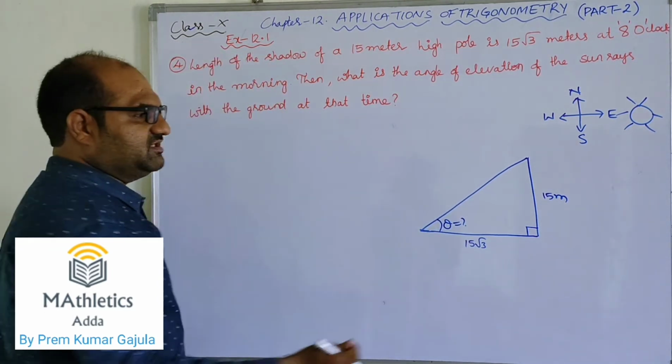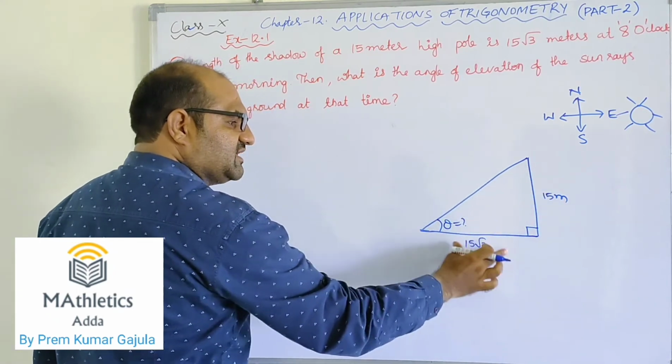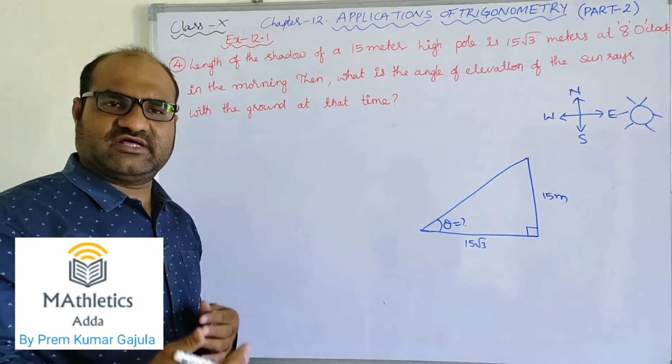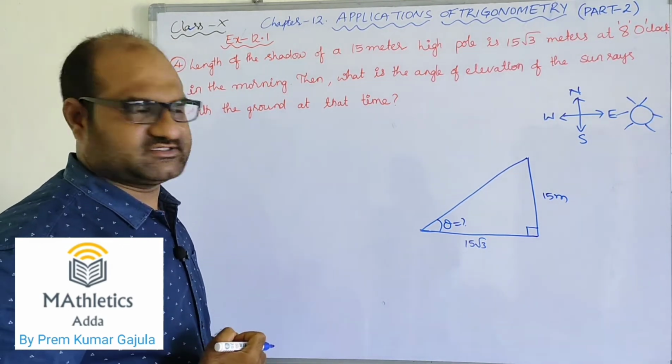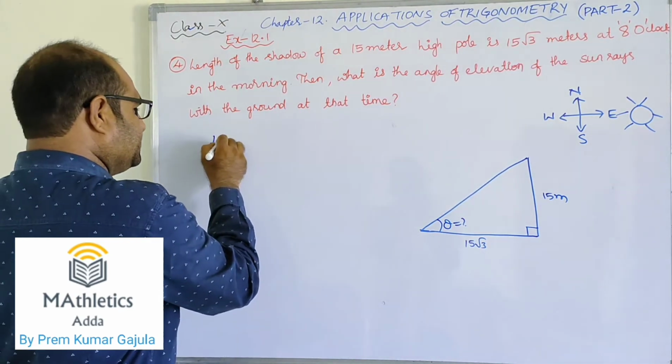So here what do we have? Here we have the opposite side of theta and the adjacent side of theta. So here which trigonometric ratio should we apply? Opposite side is there and adjacent side is there. So what is that? Yeah, very good. Tan theta we have to apply.